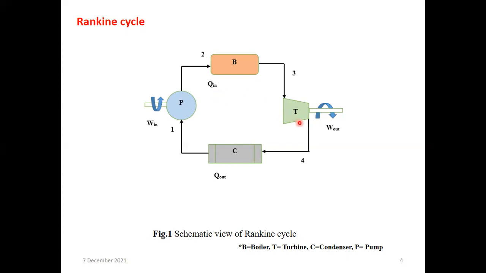And in the turbine we are getting expansion, so that's why we gave W out. And here we are getting heat rejection in the condenser, that's why we have denoted this as Q out. And for pumping the water into the boiler, we require one pump, so here we are giving work input, that's why we denoted it as W in.